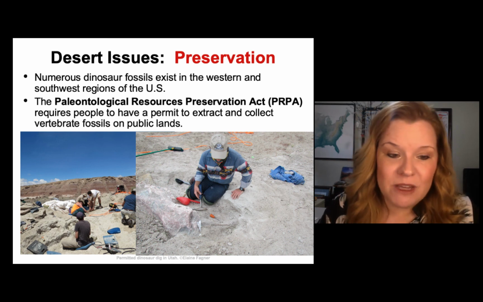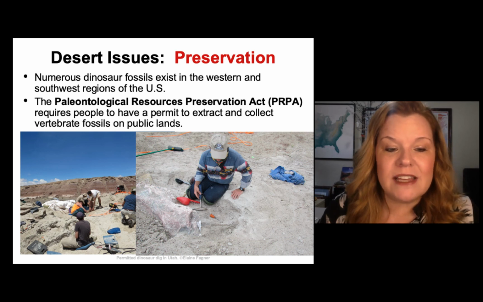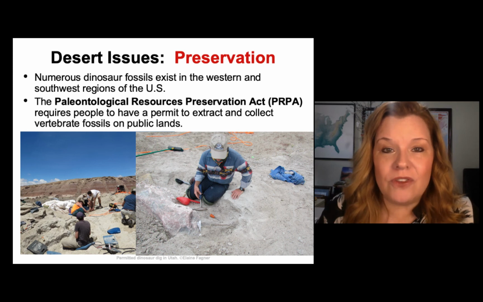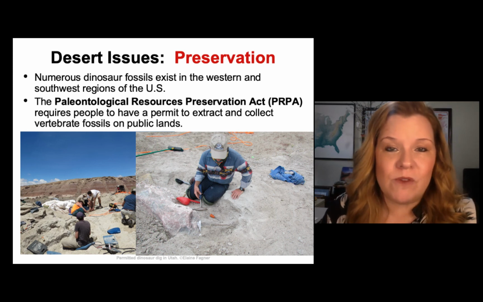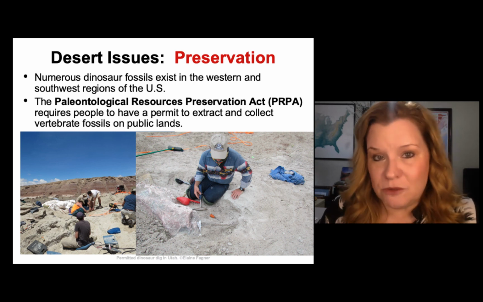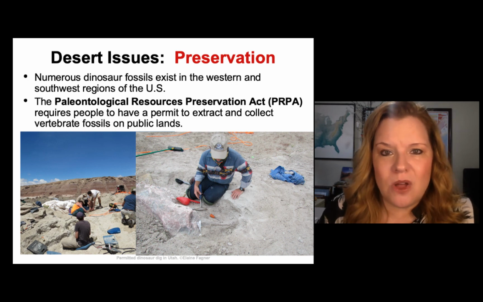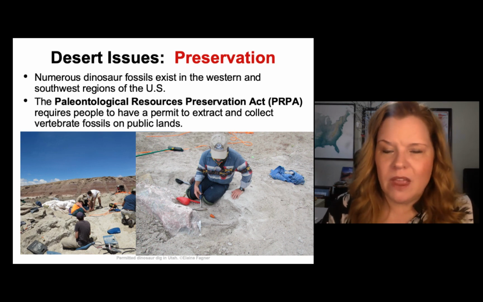You got to have a permit to do this. So these are digs in Utah that were permitted under the supervision of a university that had a permit for the Bureau of Land Management, and our college participated in these. So legally, but don't go out and take fossils that belong to the federal government. You gotta have a permit.